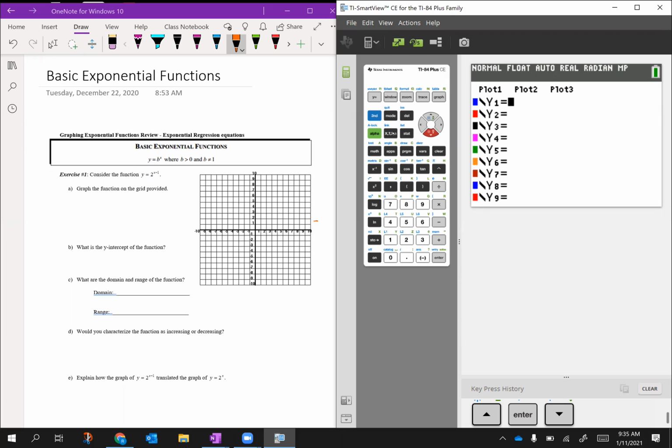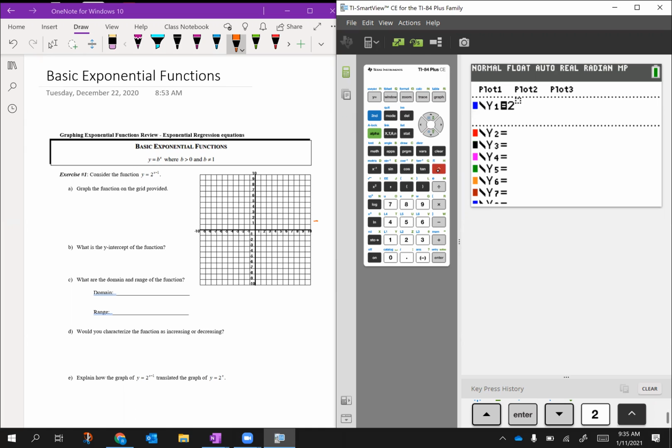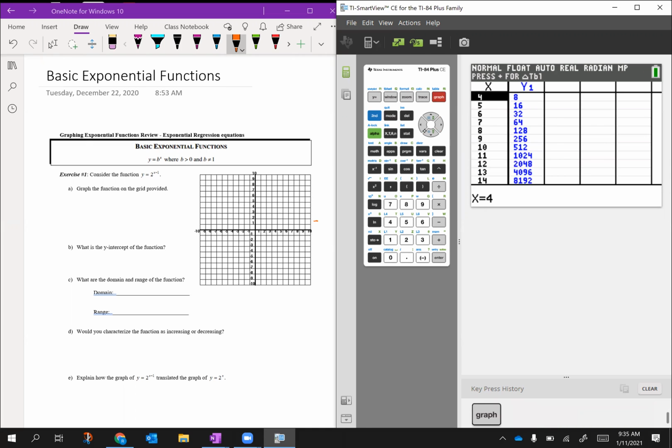So in our y equals, we're typing 2 to the x minus 1. So 2 caret, so to the power, the caret is above the divide. X minus 1 is the whole exponent. You can right arrow to get off of it. Let's hit table to get the values. Second table.